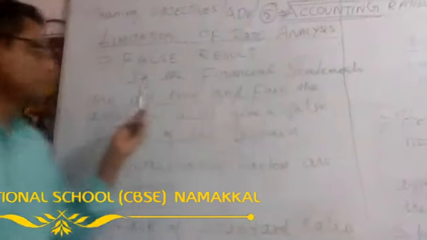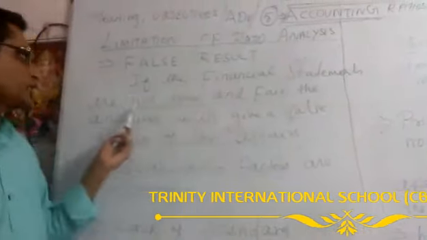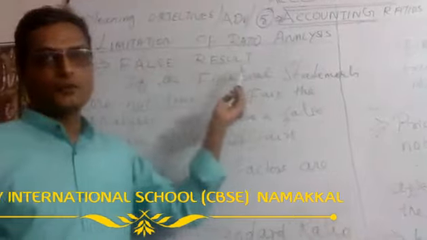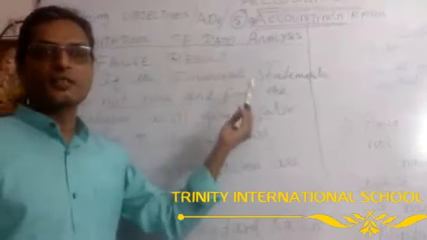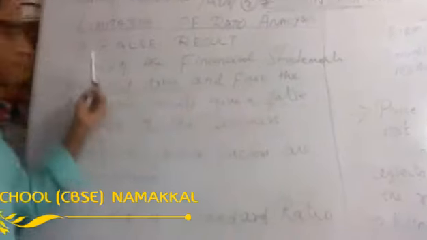The way you are giving it, so true and fair. Only the preparation of the accountant, or whatever the auditor, they should give the true and fair. Otherwise, the statement is not true and fair. Naturally, we will get the false result. Based upon that, our accounting ratio will vary based upon the financial statement. That's the first limitation.